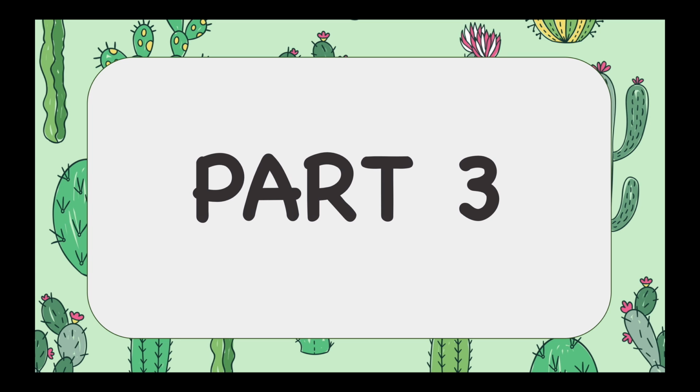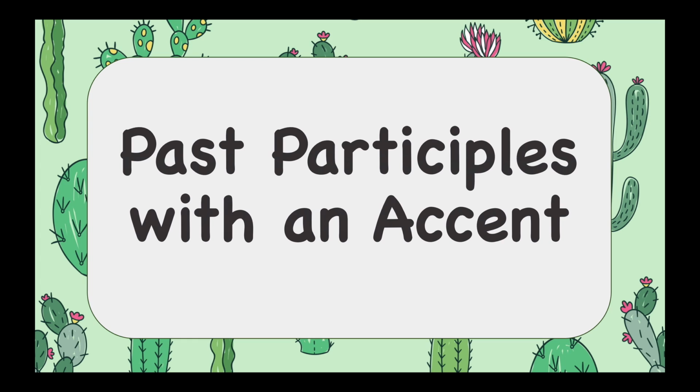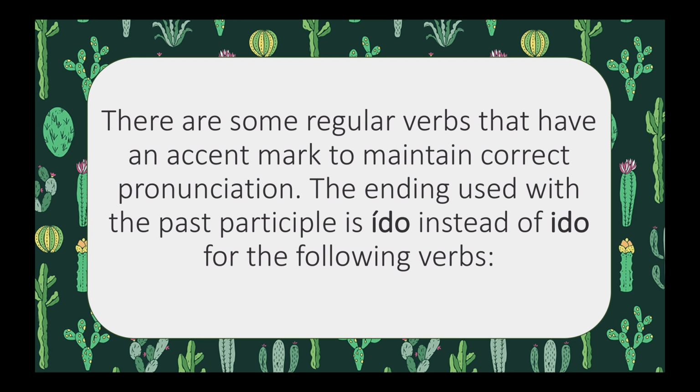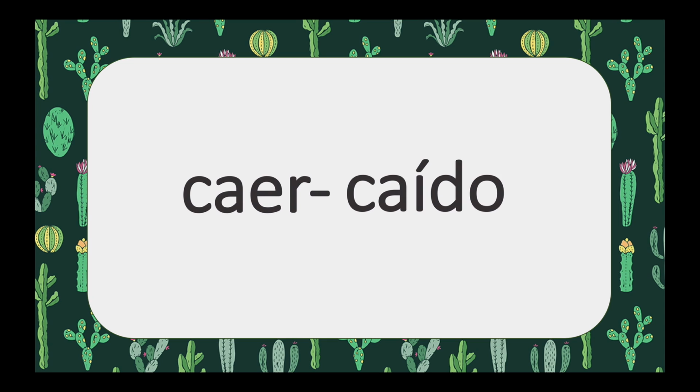Part 3. Past participles with an accent. There are some regular verbs that have an accent mark to maintain correct pronunciation. The ending used with the past participle is ído instead of ido for the following verbs. Caer, caído. So here's a little hint.